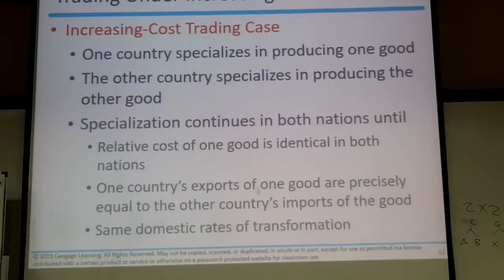So they will specialize, move to the right, for country A. For country B, specialized in production of Y, they move. Until finally they will have the agreed trading terms. We call it terms of trade. Terms of trade for world trade, TOT.